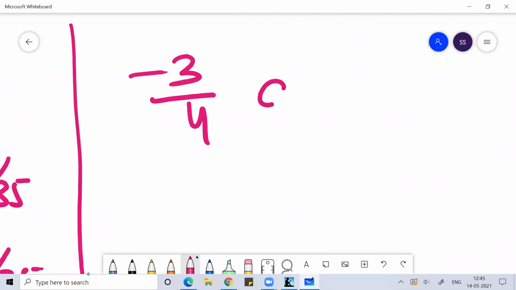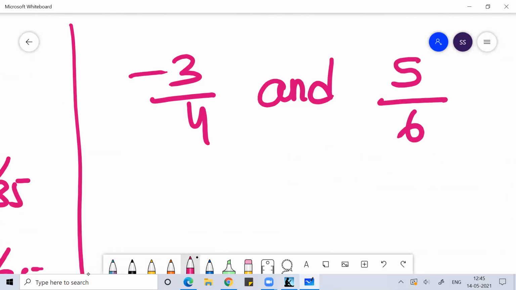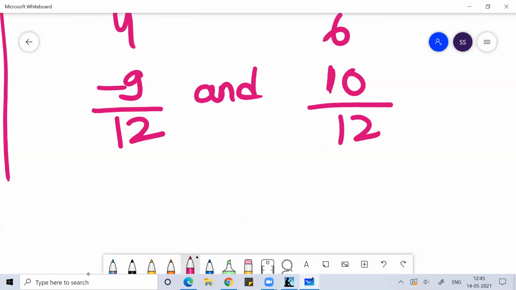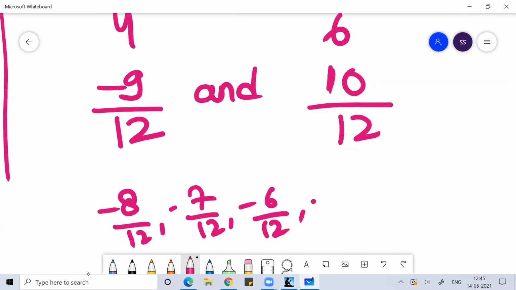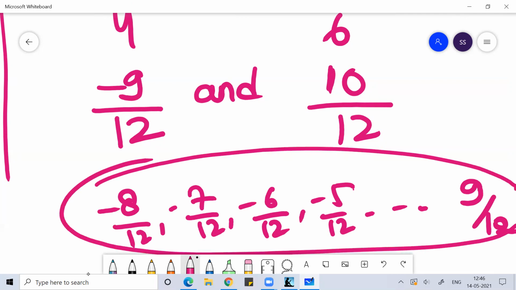Minus 3 by 4 and 5 by 6. What is the denominator? 12. Which is 3 and 2. So minus 9 and plus 10. So can you find numbers between minus 9 and plus 10? What are minus 8 by 12, minus 7 by 12, minus 6 by 12, minus 5 by 12, till 9 by 12. All the numbers which lie between them will be the part of my answer.